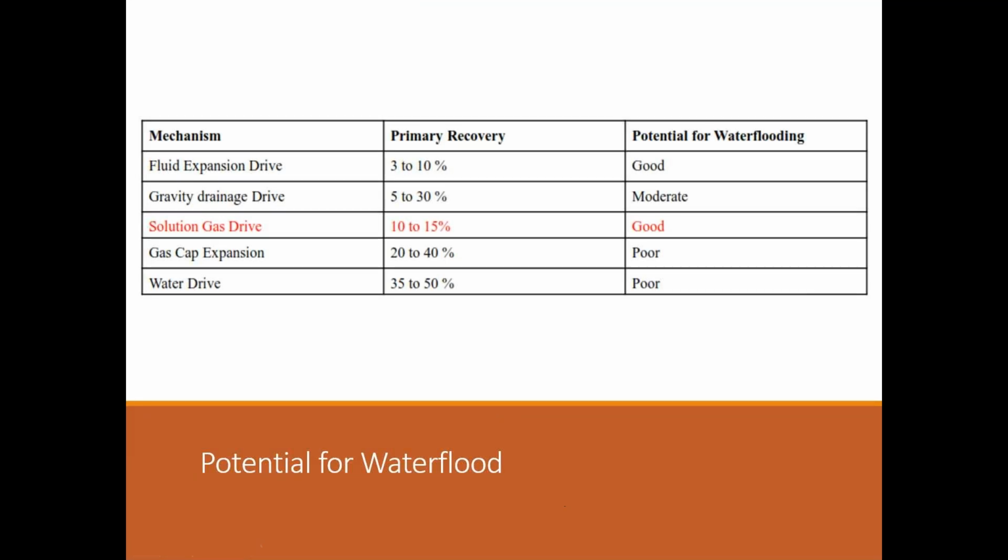Now there is a potential for water flood. In the middle column, you can see the primary recovery ranges. In the bottom row, you can see water drive, which has the maximum recovery factor, ranging from 35 to 50%. I was talking about natural water influx. If there is a natural water influx in the form of a water drive, the recovery can go as high as 50%.